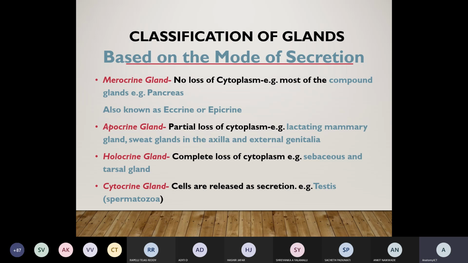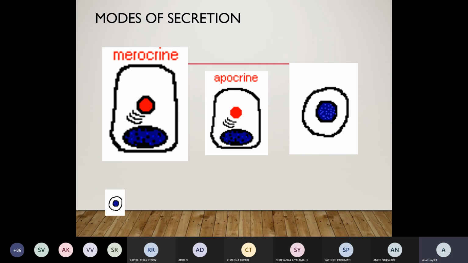It means that based on the secretion, we have merocrine, where there is no loss of cytoplasm. We have apocrine, where there is partial loss of cytoplasm. Holocrine means complete evacuation of the cytoplasm. Now with cytocrine, within the cell one more new cell gets produced. So this is how we classify the glands. Now you can see the modes of secretions.